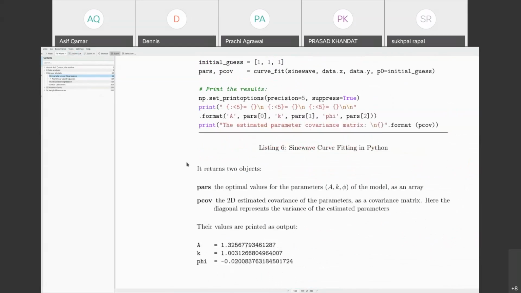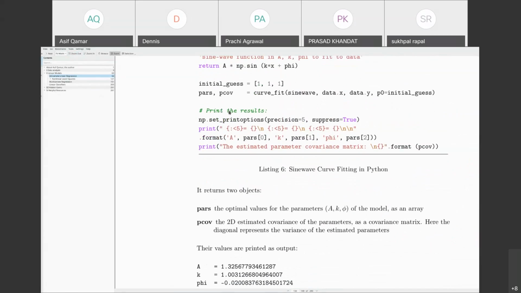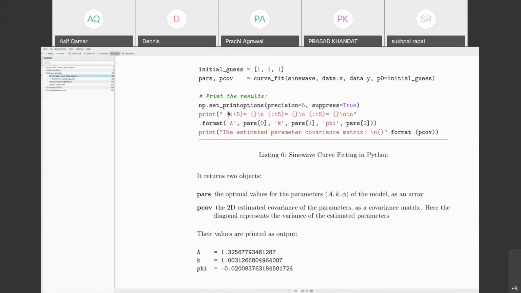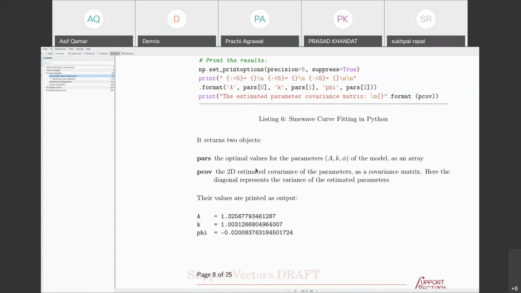So now, at the same time, this returns you two objects. One is the parameters, the value of the parameters. And the second is it returns a call called parameter covariance matrix. Are they correlated? Very much similar to R. So what are the values of the parameters? A is 1.32, K is 1, and phi is close to 0 practically, which is exactly what we found in the R code. Are we together?